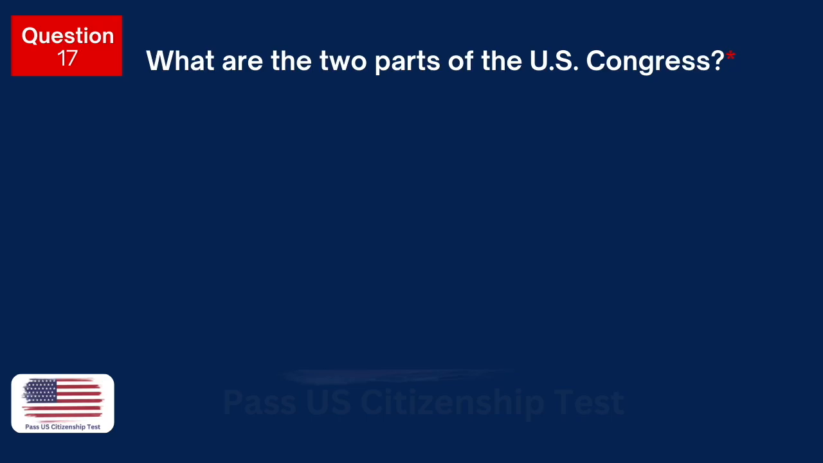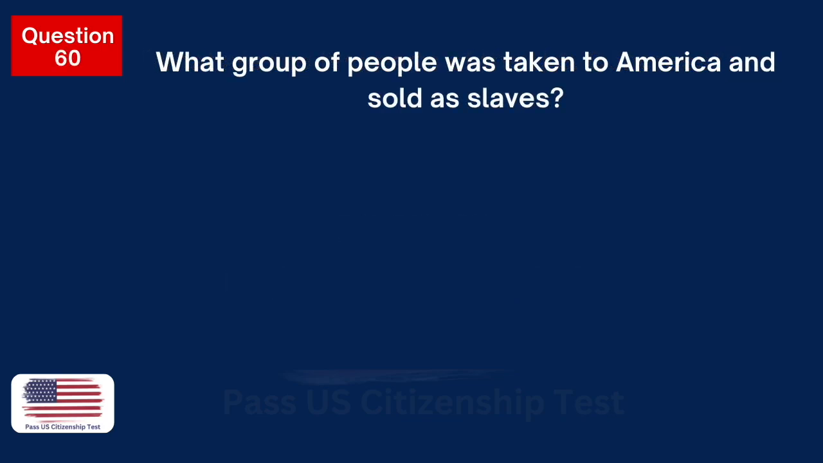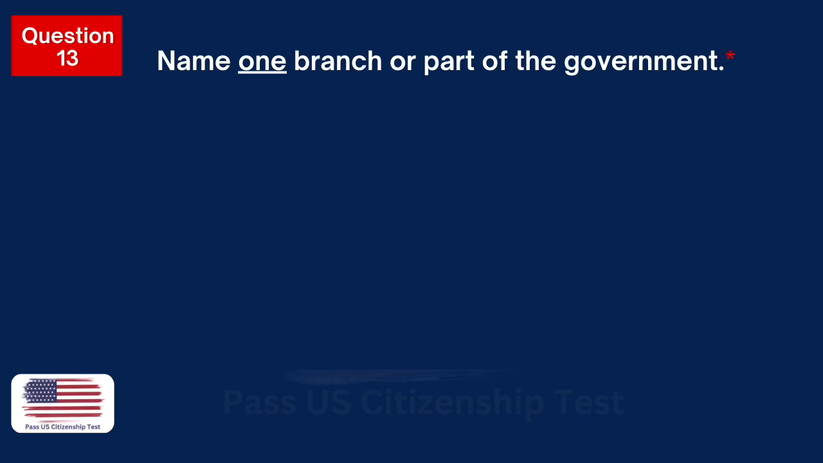What are the two parts of the U.S. Congress? The Senate and House of Representatives. What group of people was taken to America and sold as slaves? Africans. Who vetoes bills? The President. Name one branch or part of the government. Congress.